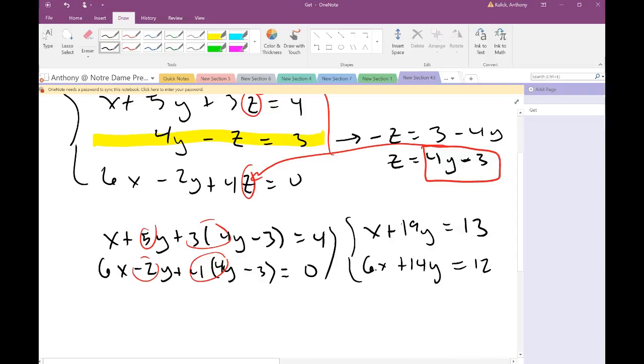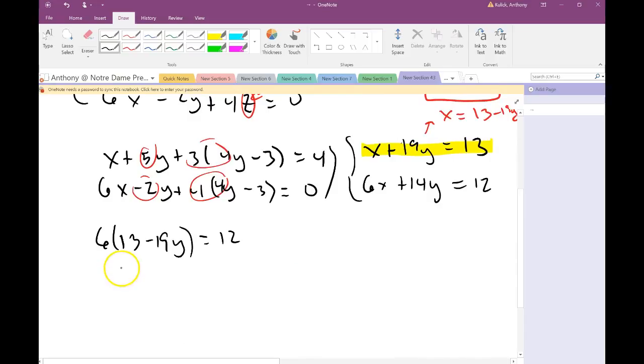Okay with that, Bryce? Okay. I'm then going to choose one of these again to do the substitution on. Hopefully it's pretty obvious why I would choose this one, to get the x by itself. So here I can just say x is equal to 13 minus 19y. And when I plug that in down below, I have 6 times 13 minus 19y equals 12. So 6 times 13 is 78 minus 19y equals 12.